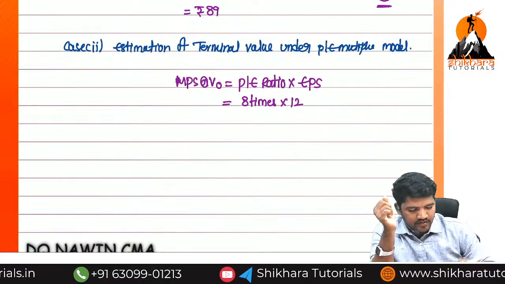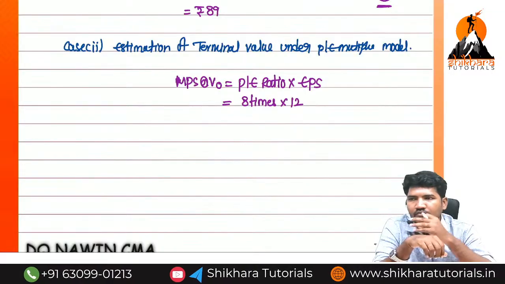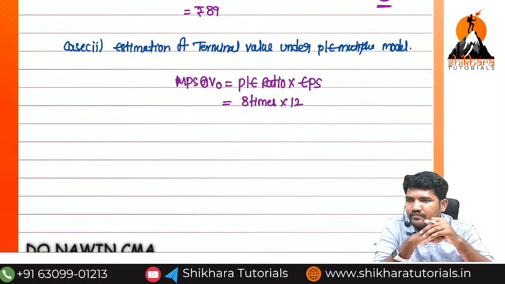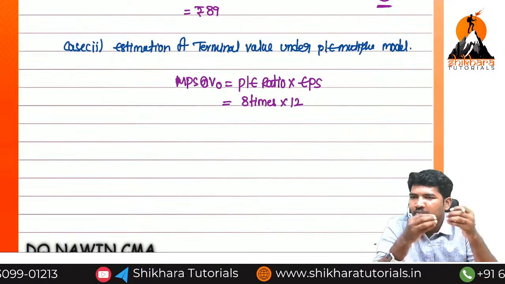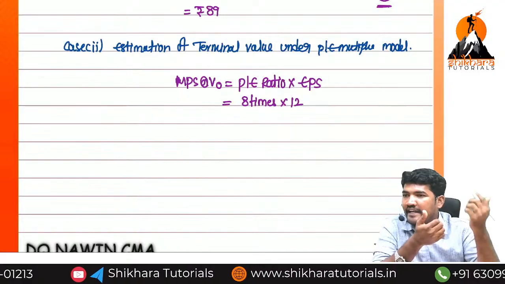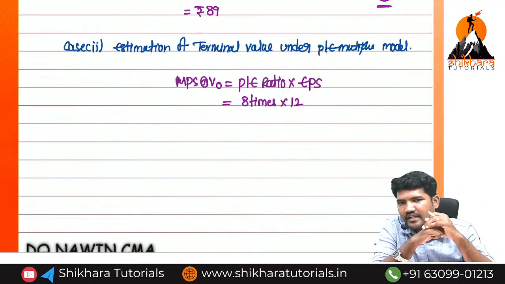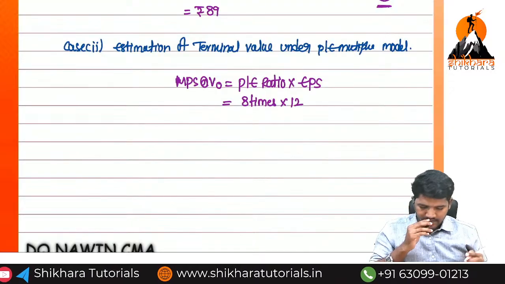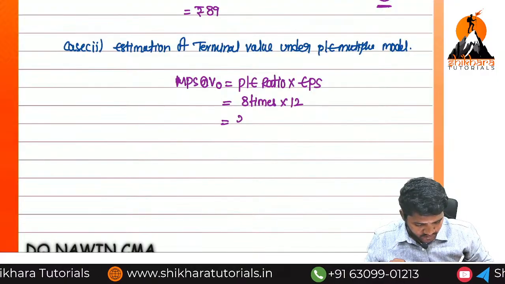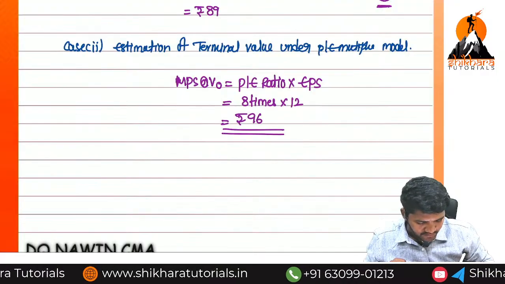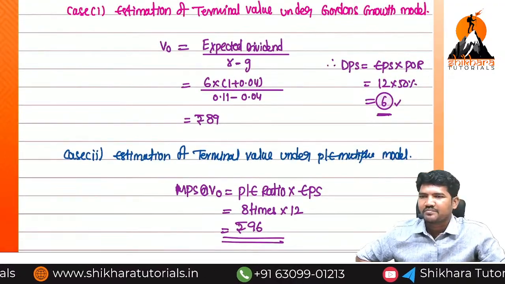Sir, 12 doesn't have a growth. That's the point, 12 doesn't have a growth. Under the PE multiple, I have not discussed the growth concept. In Gordon's dividend model only, I discussed the growth concept. Guys, clear? Don't confuse. Now, what is the answer? 8 into 12 rupees, 96. This is the way to find V naught. This can also be an MCQ.